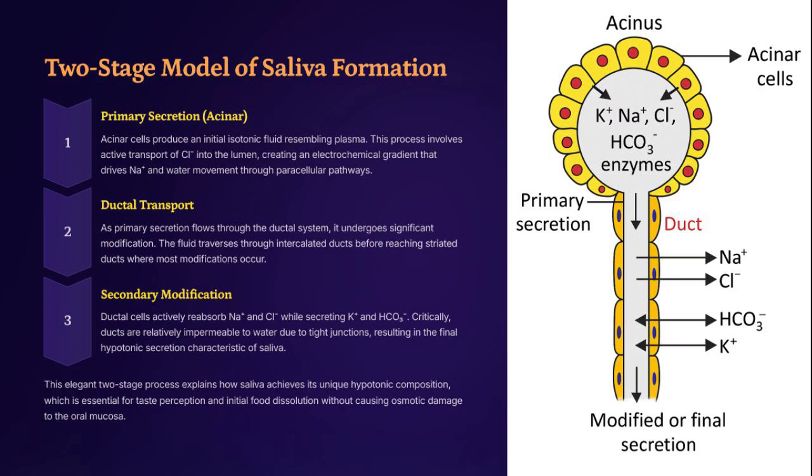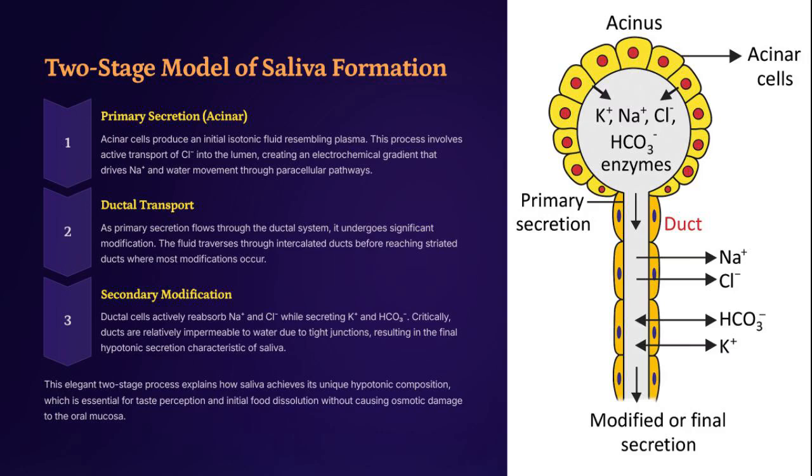As this fluid flows through the duct system, it enters the second stage. Here, ductal cells get to work. They reabsorb sodium and chloride ions and add in potassium and bicarbonate. But here's the cool part. The ducts are impermeable to water, so the water stays behind, making the saliva hypotonic, less salty than plasma. This final version of saliva is perfect for your mouth. It's watery enough to dissolve food for taste, but not so salty that it dries out your tissues. This 2-stage process is incredibly efficient, and it helps explain why your saliva can change so quickly depending on what your body needs.